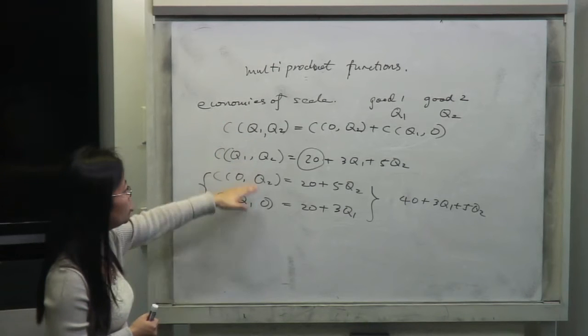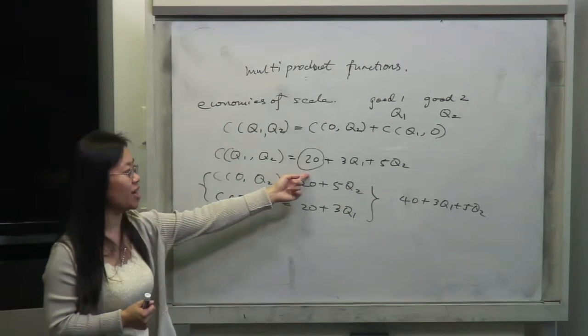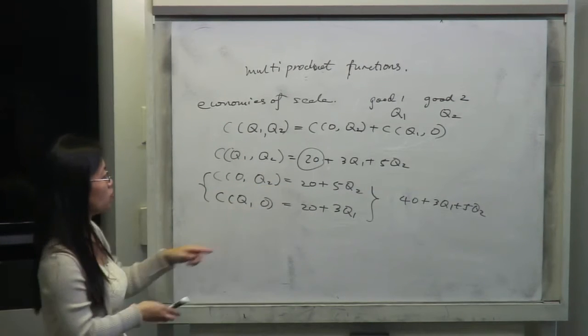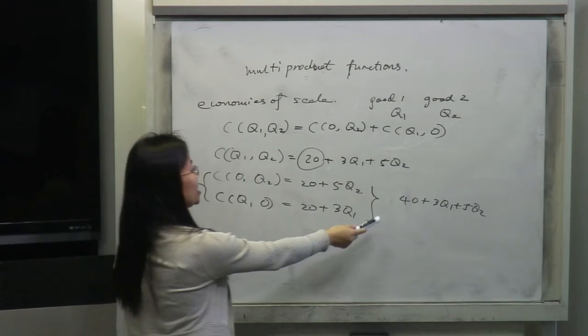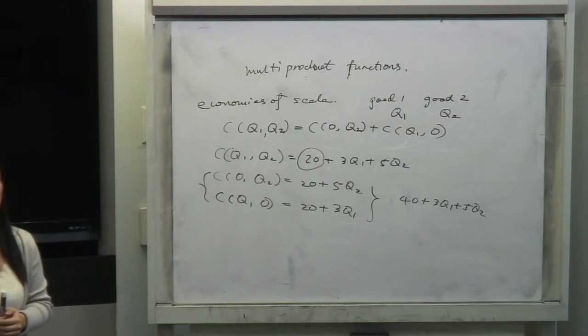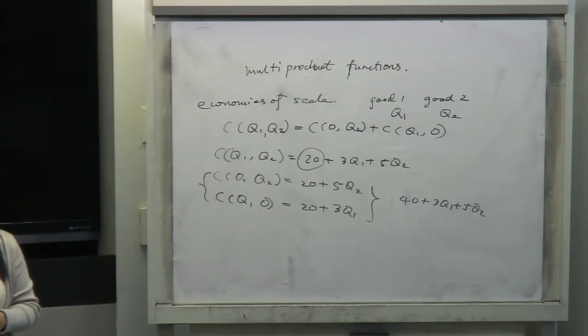So this is how you check. If I give you a cost function like this, then you just plug 0 into one, then plug 0 into the other, and add them up. If this is higher than the joint cost, then you say you have economy of scale by producing more.